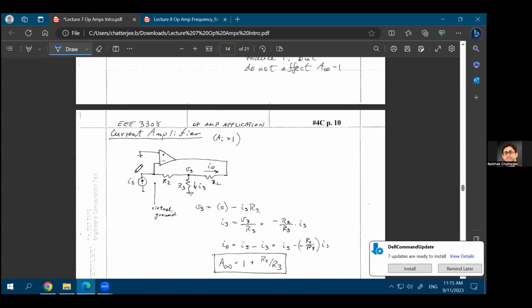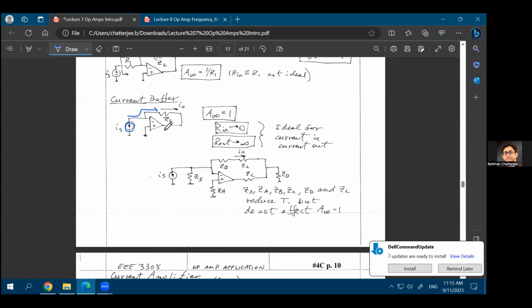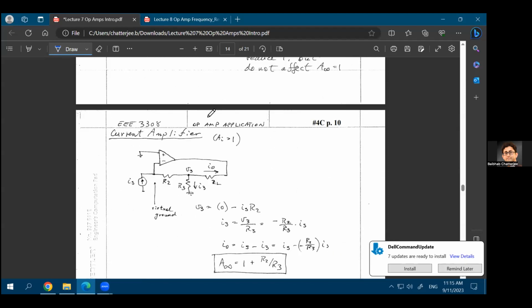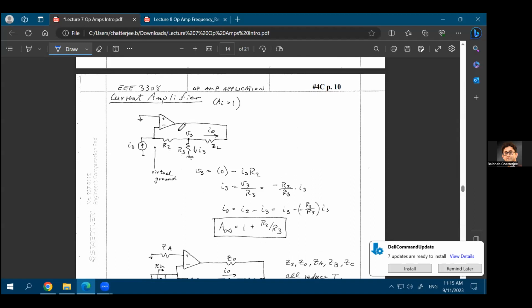You can do a current amplifier by doing a judicious current division. In this case, we are not doing any current division. That's why the current gain was equal to 1. But you can make it a current amplifier by doing a judicious current division. And again, this is just an example. There could be multiple other ways to do the current division or the voltage divisions, as you already know.